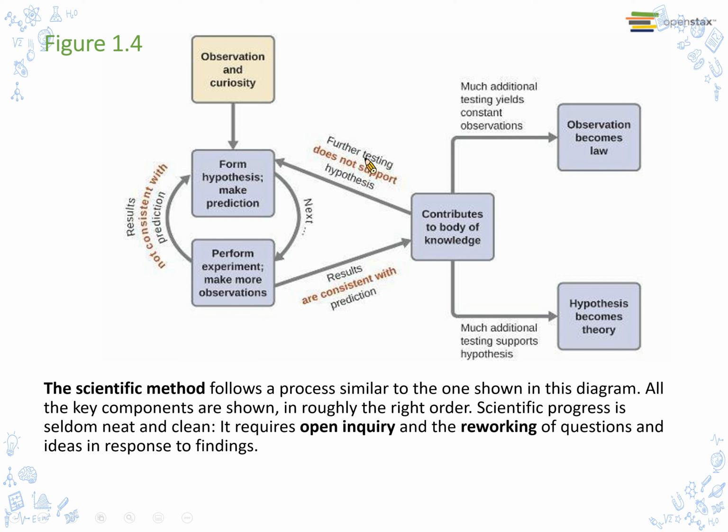Okay, then if further testing does not support a hypothesis, we come back here to form a hypothesis and make a prediction again, and we are in this loop. From here, we have two ways to go. If much additional testing supports the hypothesis, the hypothesis becomes a theory. If much additional testing yields constant observations, it becomes a law. So this is a diagram showing the scientific method.